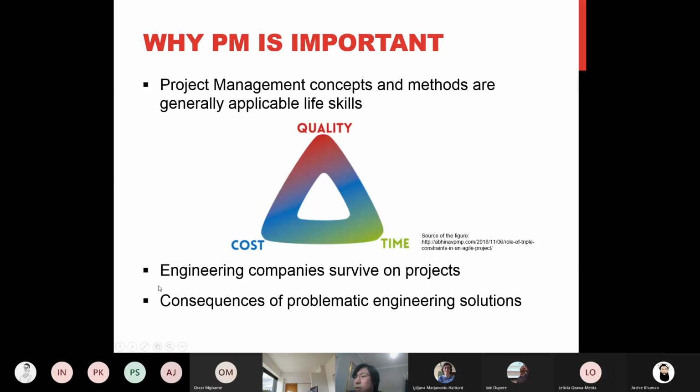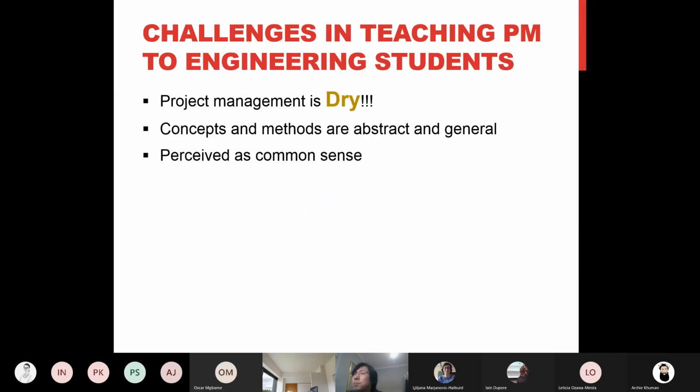A more important issue is that the consequences of problematic engineering management can be very severe or even disastrous. For example, what happens if we plan the schedule of the flight in a wrong way, then the flight may crash, and even a simple delay at the airport will create a lot of mess. So that is why they are so important. But teaching project management is so challenging.